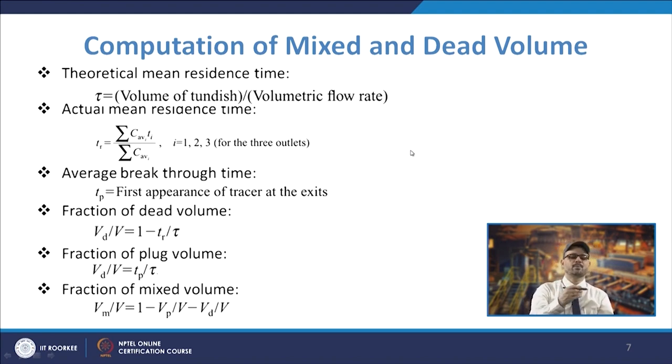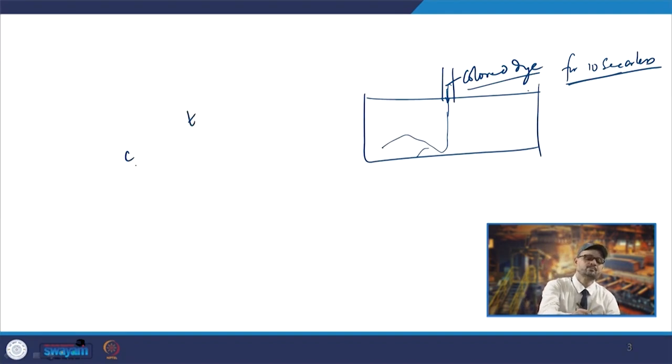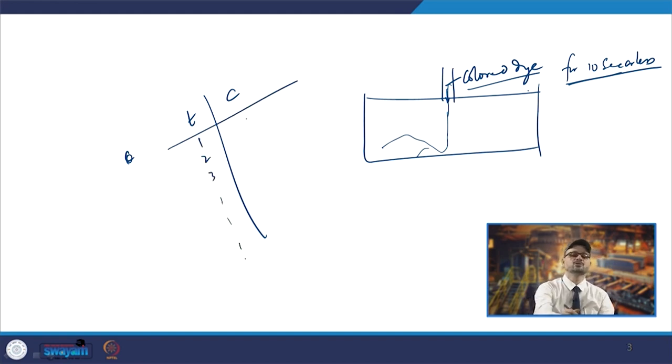So accordingly you get the dimensionless concentration, and we plot a graph between the dimensionless concentration and time. From that graph you can also calculate the actual mean residence time. Normally you have to get a file which has the concentrations coming out through the particular outlet with respect to time. So you have time 1 second, 2 second, 3 second and so on, and you will have the concentration values, which will normally initially increase and then decrease.